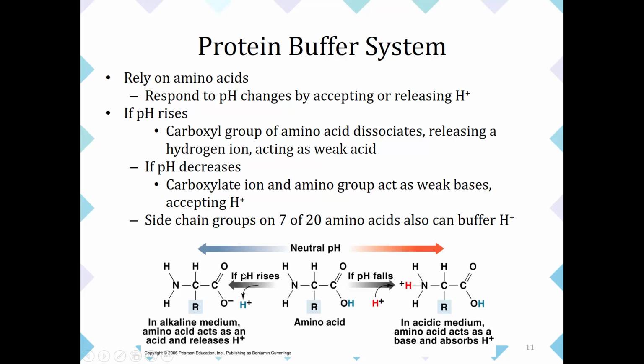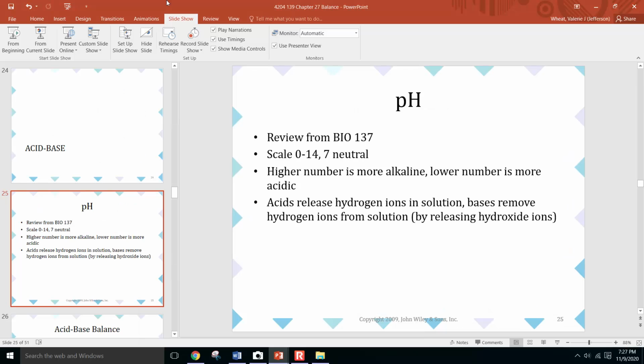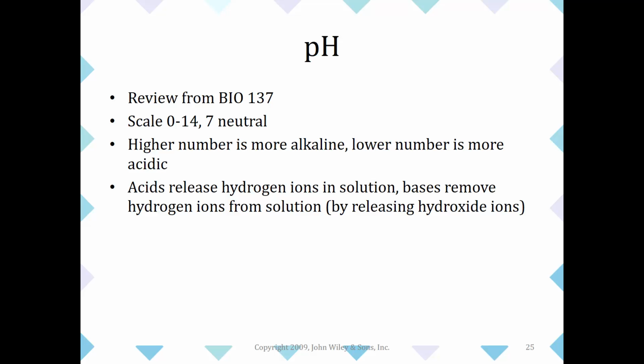And so if pH rises and things become too basic, this H can fall off. And now it's free in solution and it makes the pH a little more acidic. But if pH falls, then this hydrogen ion can get attached and then it's no longer in solution affecting the pH. It's attached to this protein buffer. Okay, so that's a quick review of things that you should already have understanding of.